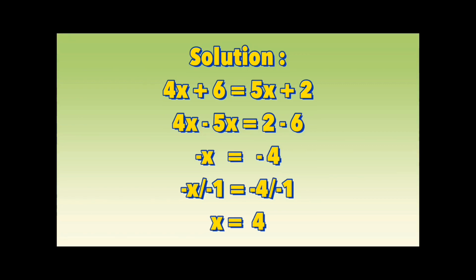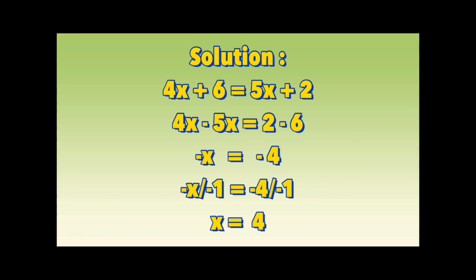We're going to transpose to the left side of the equation the positive 5x, it becomes negative 5x, equals, then positive 6 transposes to the right side of the equation and becomes negative 6. Next, we're going to simplify. 4x minus 5x equals negative x. Then 2 minus 6 equals negative 4.